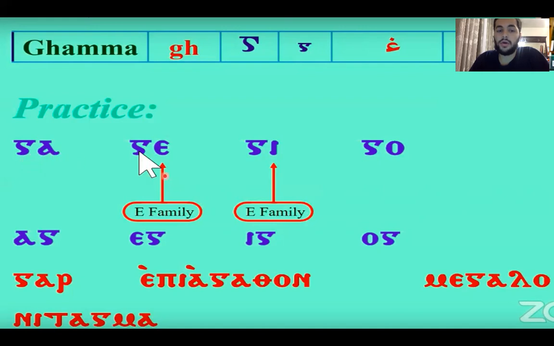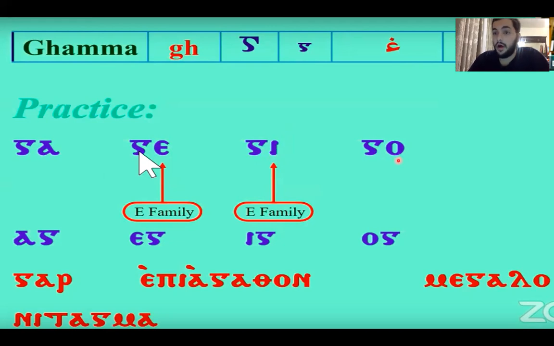Here you can look at this, and the letter right after is an E family. We said the E family letters are the letters that make the E sound: E, Eta, Iota, Epsilon. Those are 4. Here, this is no longer Gha, but it's going to be Ge, because we said the rule: if an E family letter comes after, it becomes just a G sound. So this is Ge. Here you have also another letter of the E family, the Iota. So this becomes Gi, not Ghi, because the letter after the Ghamma is part of the E family.